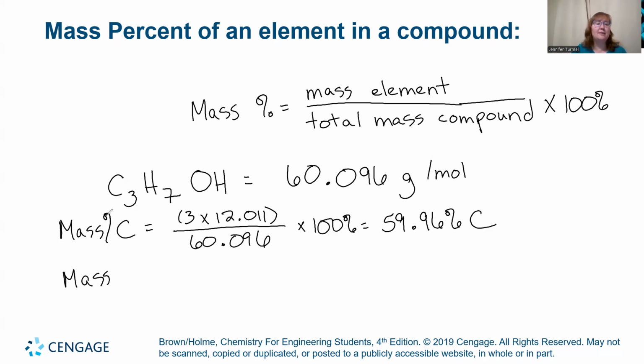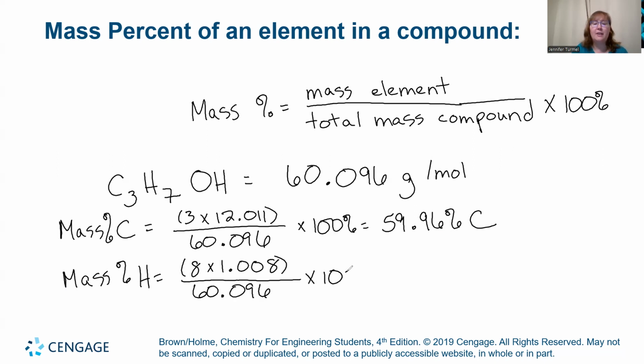Now let's look at the mass. Oh, and that's mass percent carbon. Now let's look at the mass percent of hydrogen. For the mass percent of hydrogen, we have 8 hydrogens, so it's the mass of the hydrogen divided by our total, which is 60.096, times 100%.